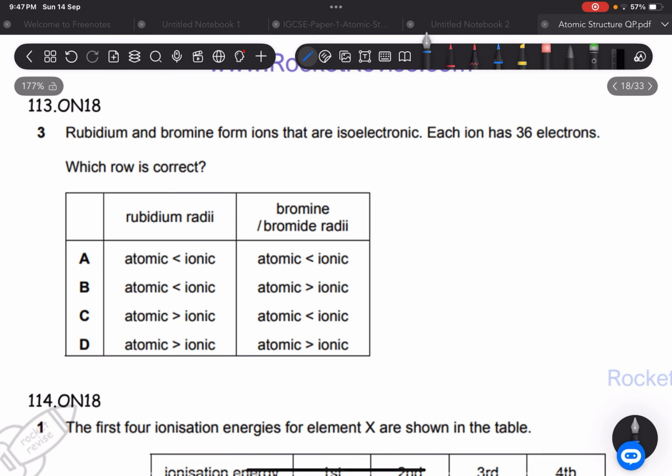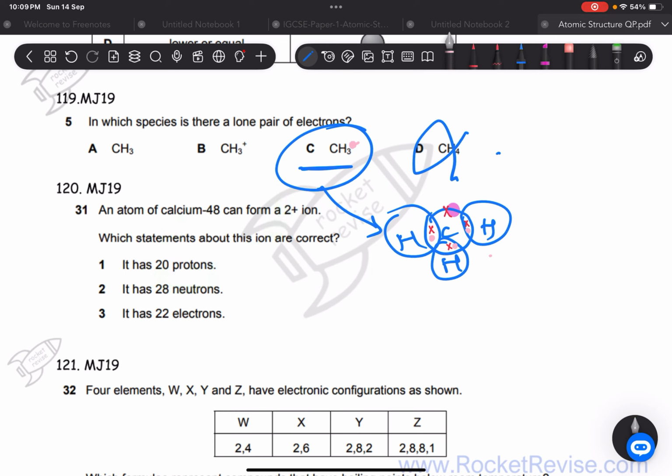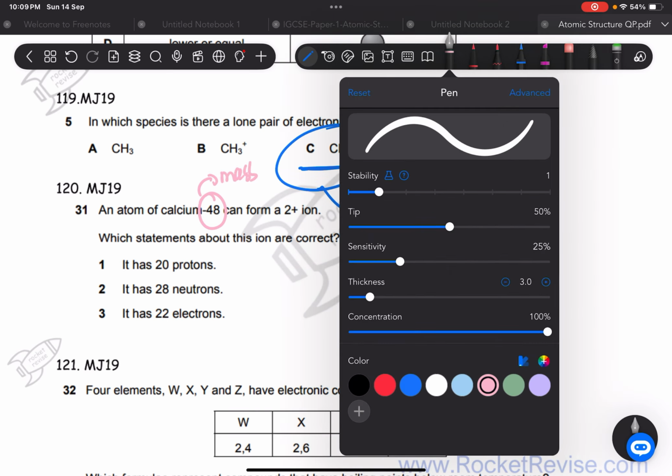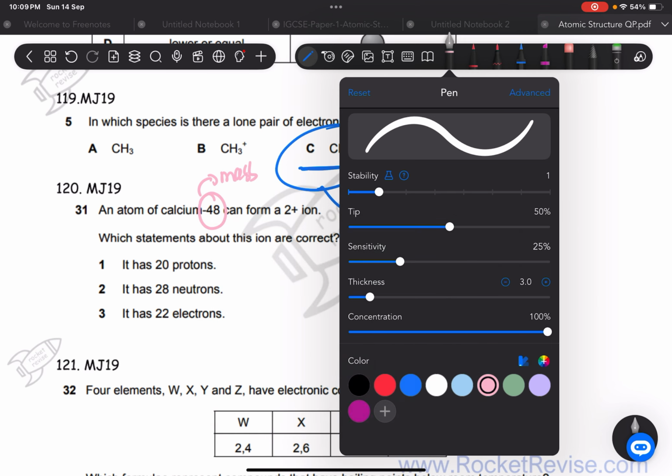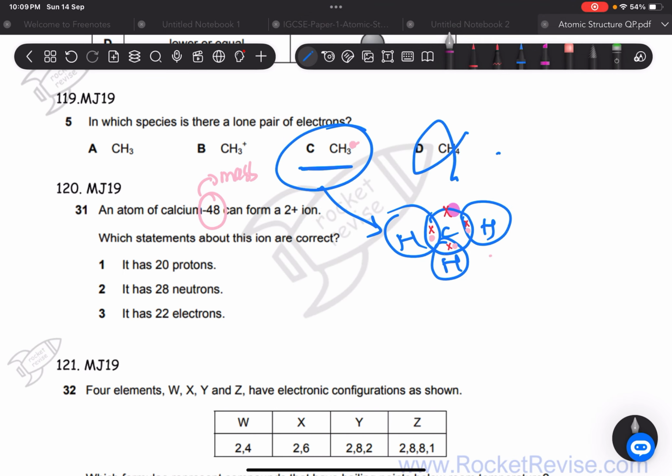Okay, now we say an atom of calcium 48 can form a 2 plus ion. We know it. Which statements about this ion are correct? Okay, so basically what's happening is that calcium 48, this 48 is your mass number. It's not your proton number. 48 is the mass number. Calcium atom always gonna have 20 protons, that's correct. 28 neutrons, that's correct. 22 electrons, no, not 22, it's gonna have 18 electrons. Why? 2 plus ion means lost 2 electrons, so 1 and 2 are correct.